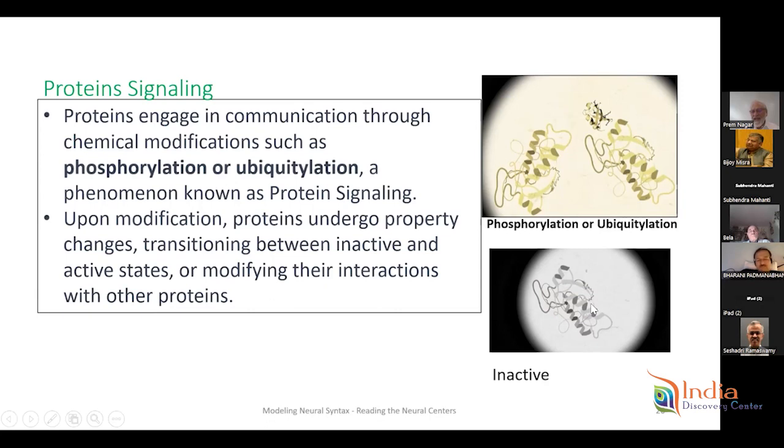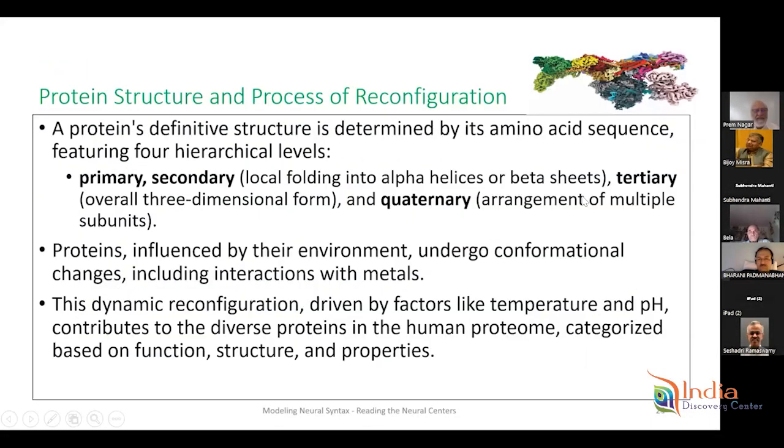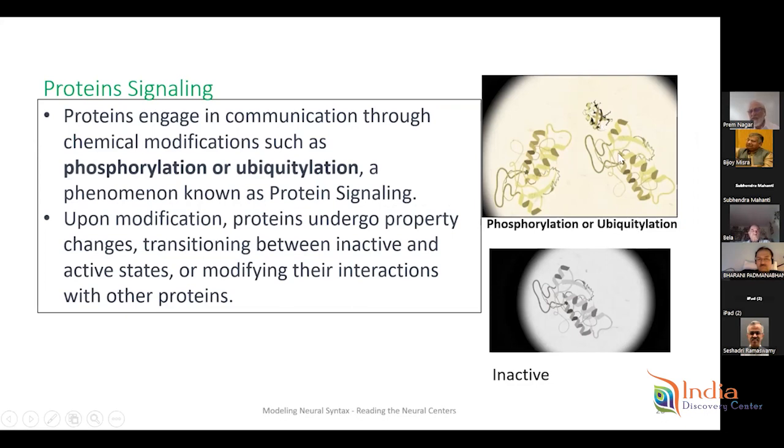Now, looking at the images, this is an inactive protein image. This is one of the proteins which is in some kind of chemical process. And these are 2 different proteins which are in communication.